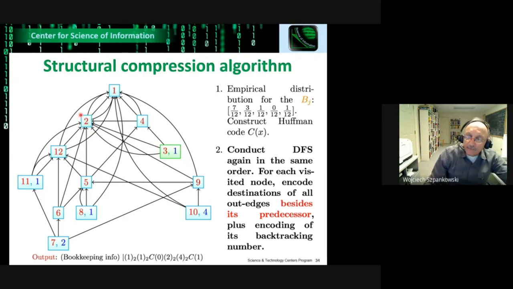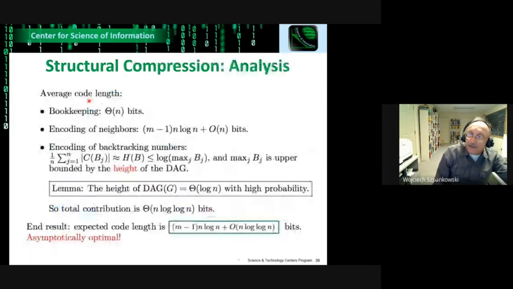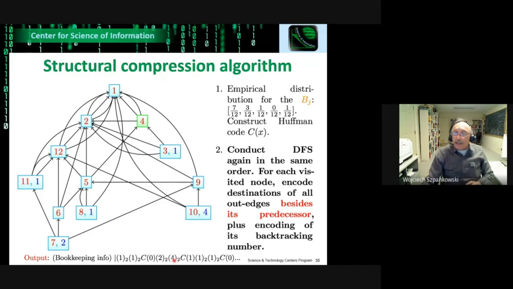Let's go to the next one. I go to 3. Okay, I came from here. But this has a connection to 2 and to 4. So I describe 2 and 4 in binary, and it has a backtracking number. I have to store a code for this backtracking number. Then I do another one, and so on. So what do I store? This is my description of this graph by DFS number: n minus 1 binary numbers showing the destinations, like here, plus the backtracking number. How much will it cost me?